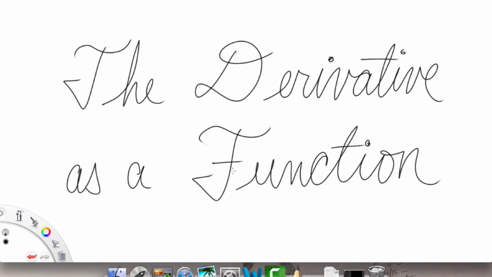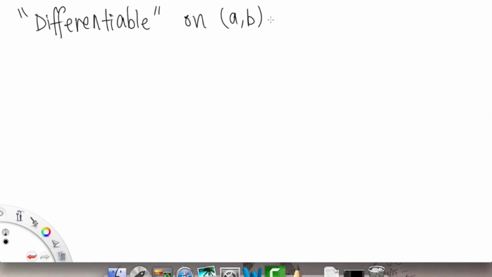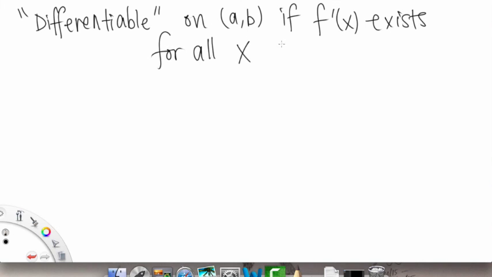And welcome to the video on the derivative as a function. Okay, so first of all, let's go over the term differentiable. Differentiable refers to a function. A function is differentiable on open interval (a, b), this is our open x interval, if f prime of x exists for all x in (a, b).